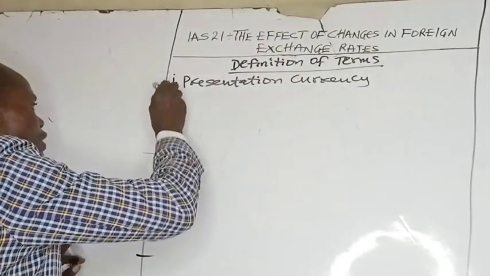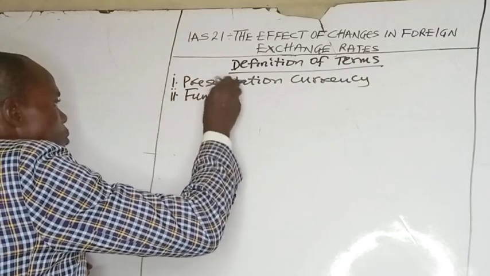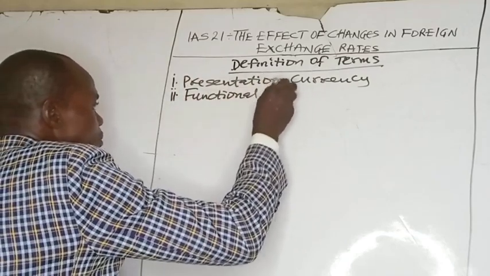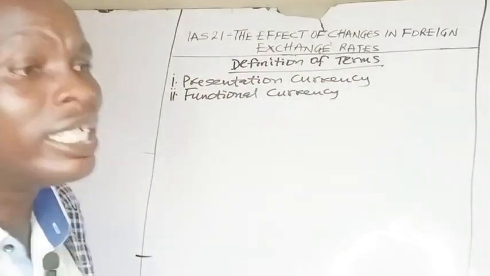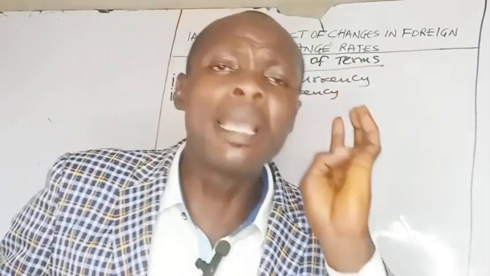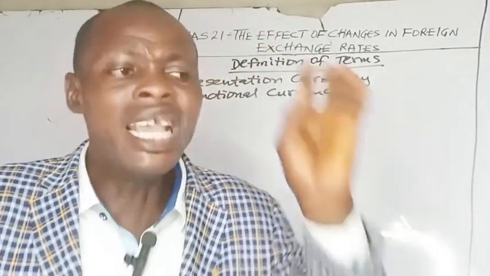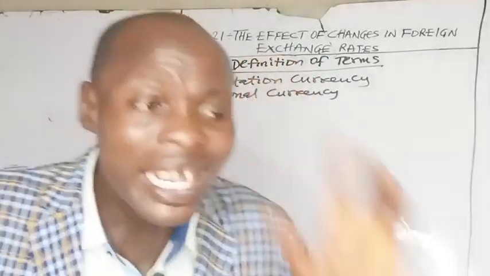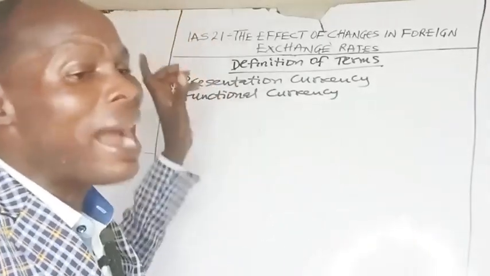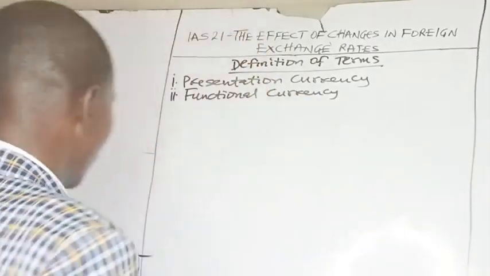Number two, we have functional currency. Functional currency is the currency of the primary economic environment in which an entity operates. The currency of the primary economic environment in which an entity operates is said to be the functional currency.